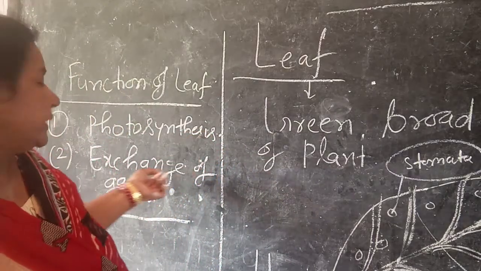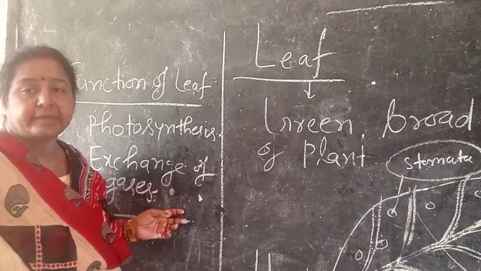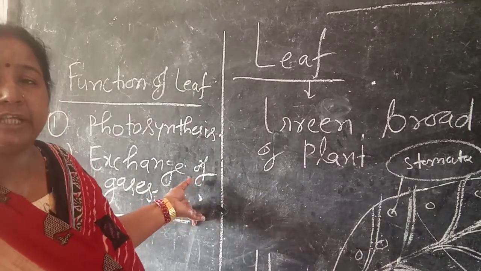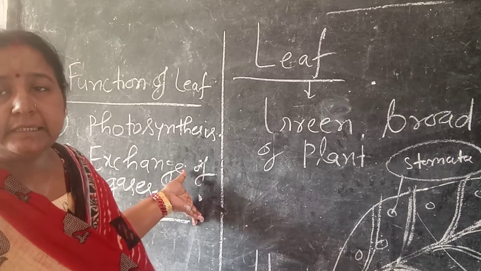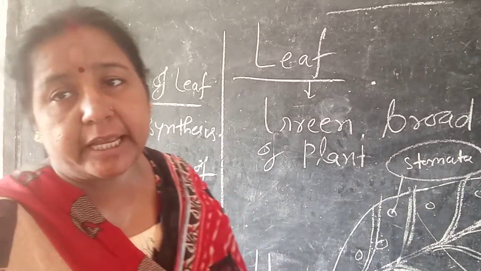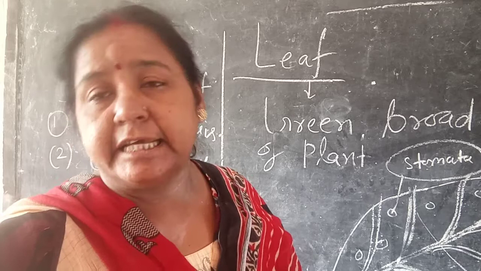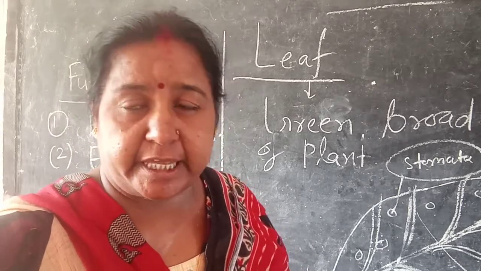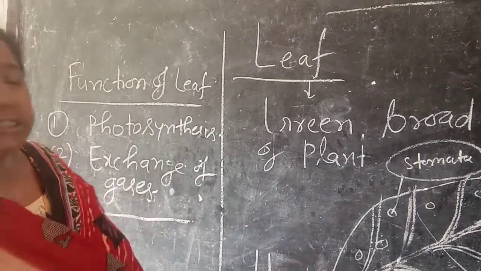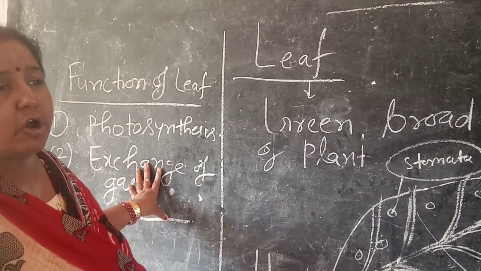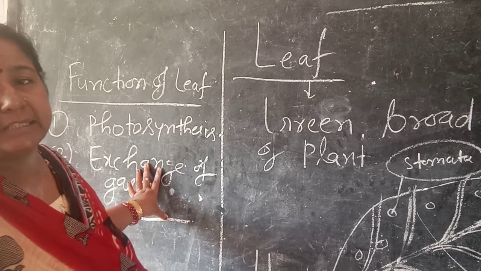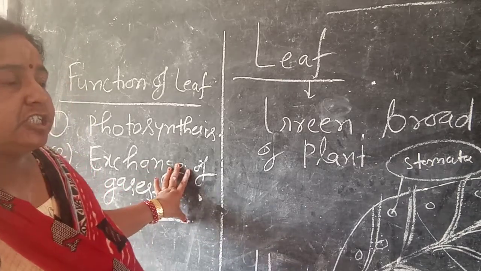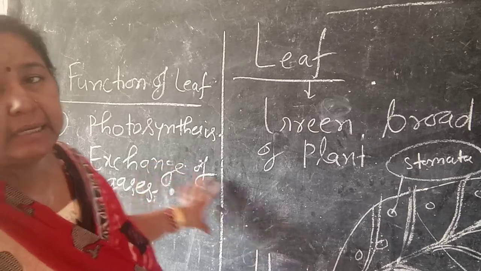Understand? Now the second process is exchange of gases. You know that during respiration plants take oxygen and give carbon dioxide, and during photosynthesis it takes carbon dioxide and gives oxygen gas. So the exchange of gases takes place in photosynthesis and respiration, and this process is done by leaf.